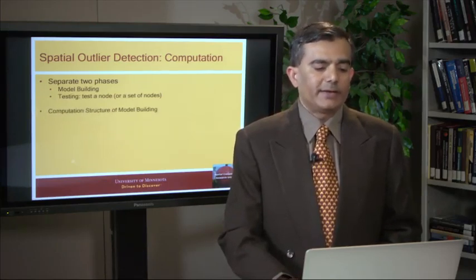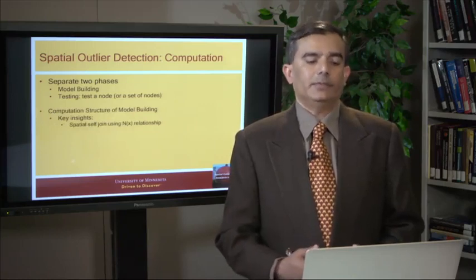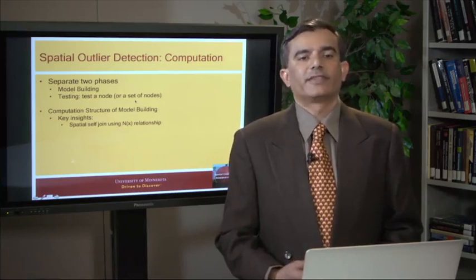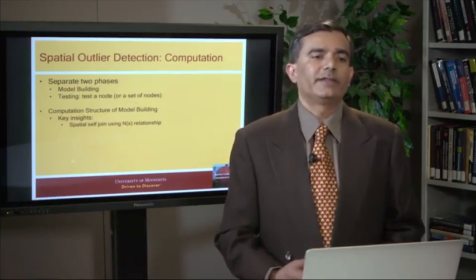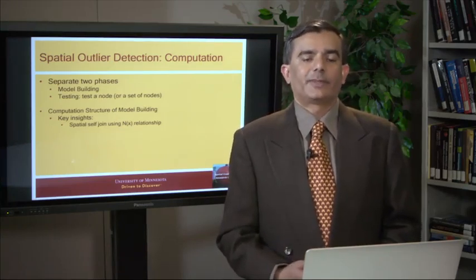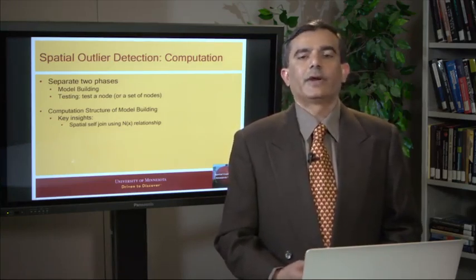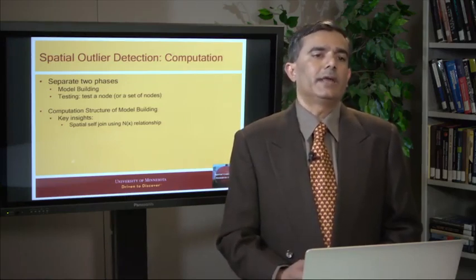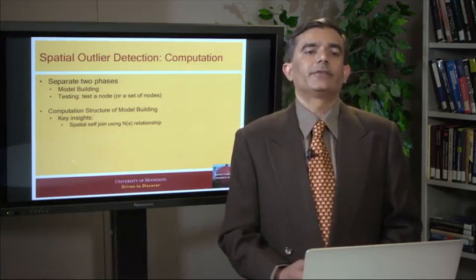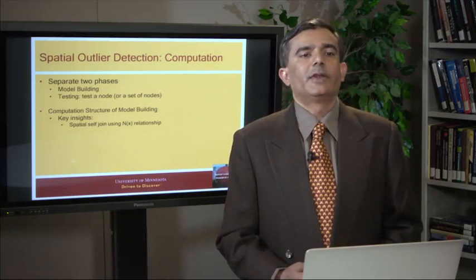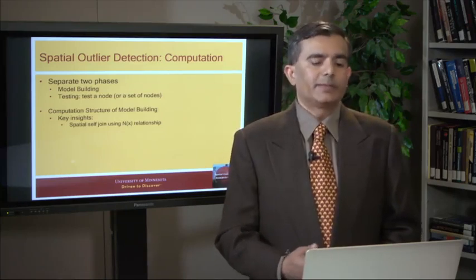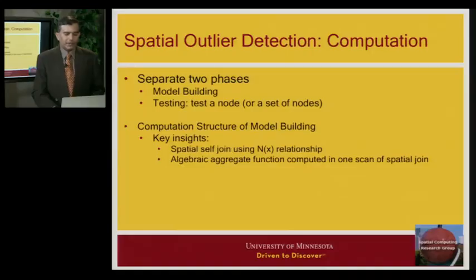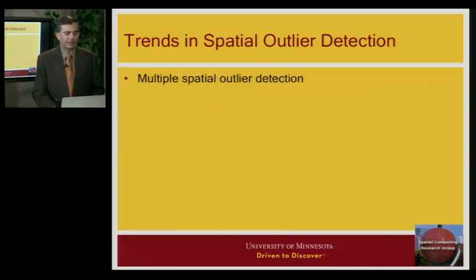So a major insight is the following: the model building phase is based on a database operation called self-join. If you remember the spatial querying chapter that we did before, we talked about spatial joins and also spatial self-join. It turns out that most of these outlier detection tests, in terms of computation, behave like spatial self-join. So if you have access to a good SQL OGIS product which implements spatial join well, then you can scale up spatial outlier detection tests to very large data sets. One scan of spatial join can give you these results.